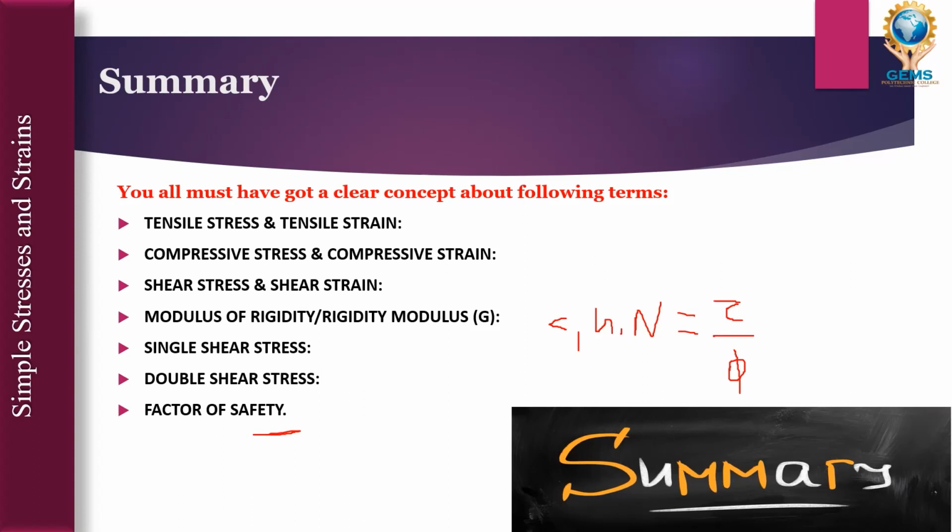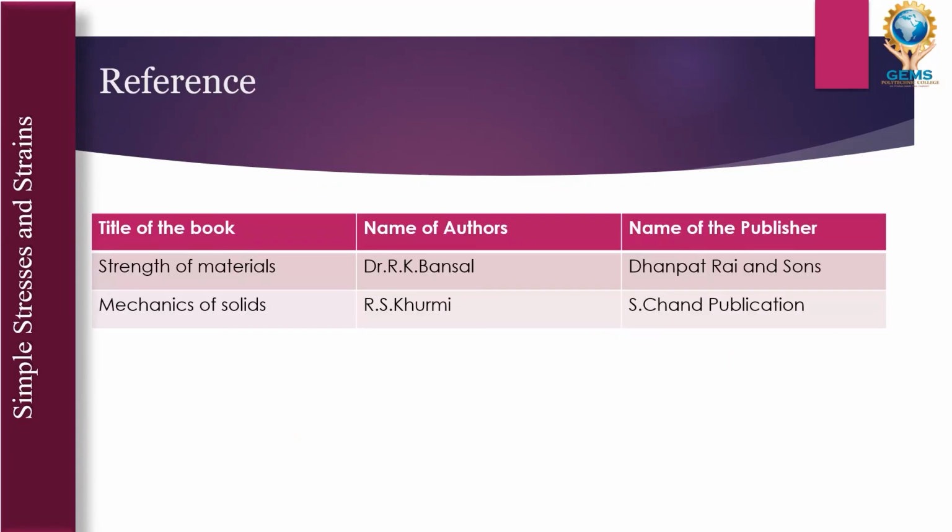So these are the topics which we studied throughout this PPT or throughout this lecture. Understand? If you see the reference, you can get good knowledge about this particular topic from these books. First one is Strength of Material, written by Dr. R.K. Bansal, and the publisher name is Dhanpat Rai and Sons. The second book you can refer is Mechanics of Solid by R.S. Khurmi. He is a good author.